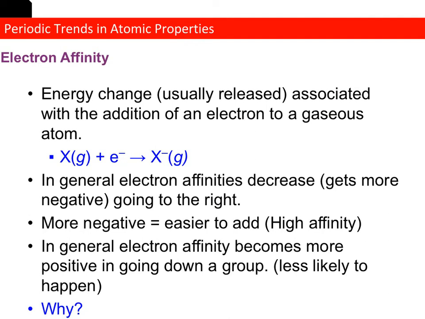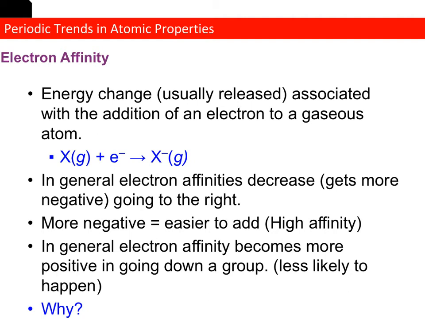The last periodic trend that I want to talk about today is called electron affinity, and you can think of it as basically the opposite of ionization energy. If ionization energy is the energy needed to remove an electron, then electron affinity is the energy released when an element gains an electron. The more negative the energy, the more likely or the easier it is for the atom to gain an electron. But if the number is closer to zero or even positive, that would represent a situation where it is not favorable for the element to gain an electron.